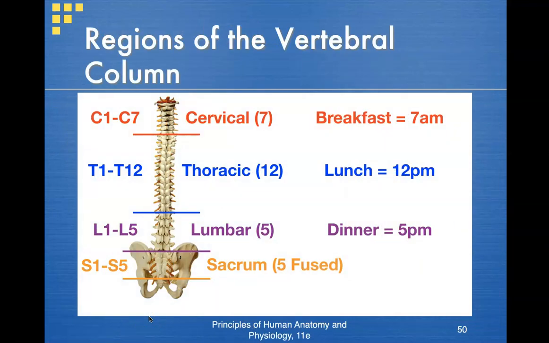So the easy way to remember how many vertebrae are in each of these sections is to think of it as breakfast, lunch, dinner. Okay, you eat breakfast at 7, lunch at noon, dinner around 5 if you have kids. So that's the easy way to remember that there are 7 cervical vertebrae, 12 thoracic vertebrae, and 5 lumbar vertebrae. And then the other 2 are just 5 fused for the sacrum, and anywhere from 3 to 5 are fused for the coccyx. Again, many of the textbooks will give you the average, which is 4.